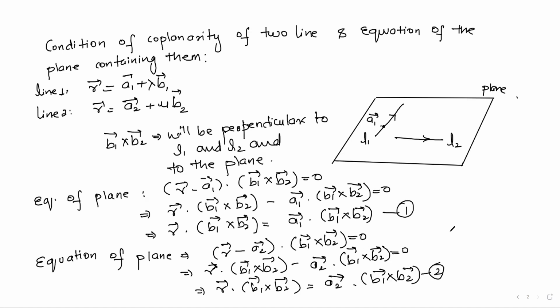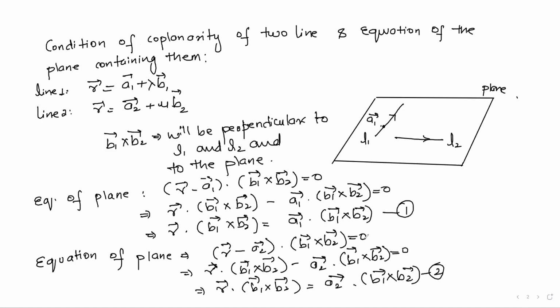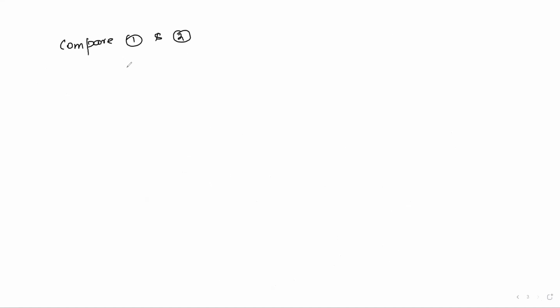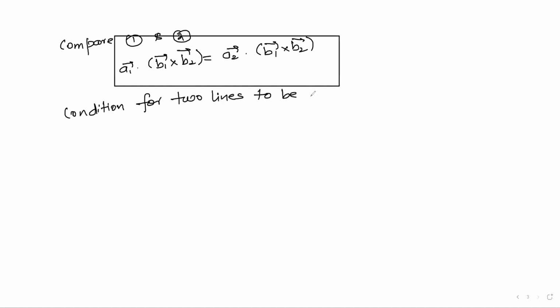If we compare 1 and 2, then R dot B1 cross B2 is equal to this, R dot B1 cross B2 is equal to this. That means A1 dot B1 cross product B2 will be equal to A2 dot B1 cross product B2. And this is the condition for two lines to be coplanar. Is this clear to you?